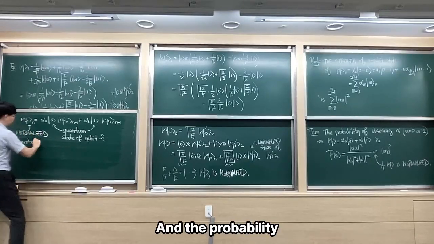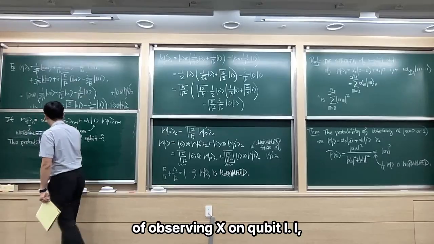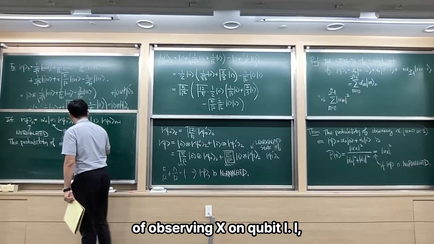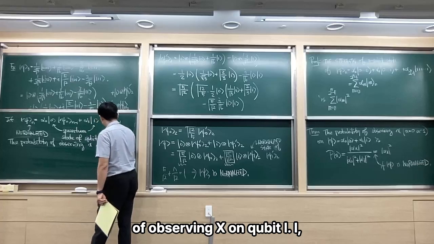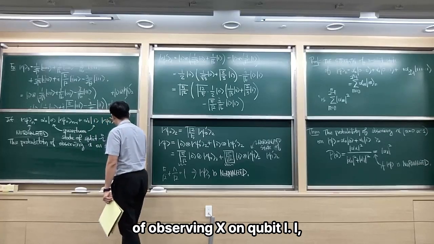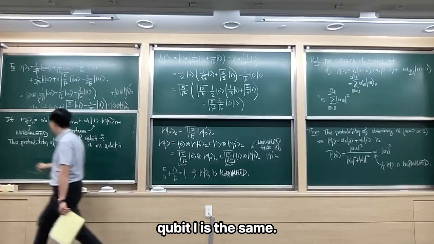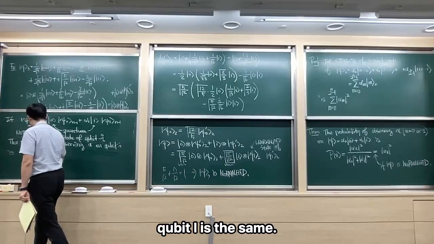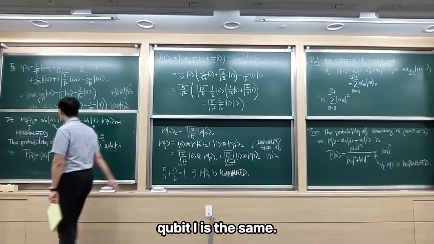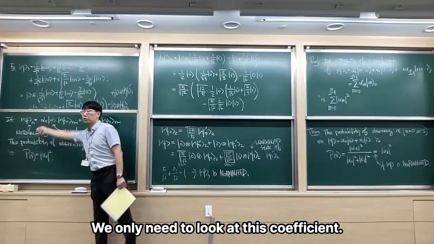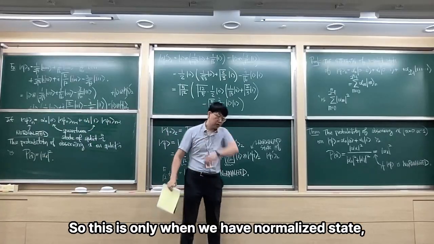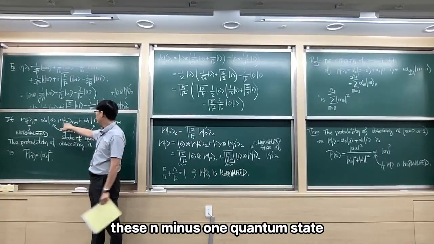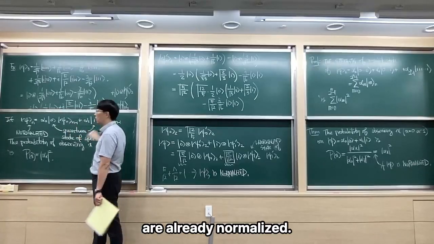And the probability of observing x on qubit I is the same. We only need to look at this coefficient. This is only when we have a normalized state. So this means these n-1 qubit quantum states are already normalized.